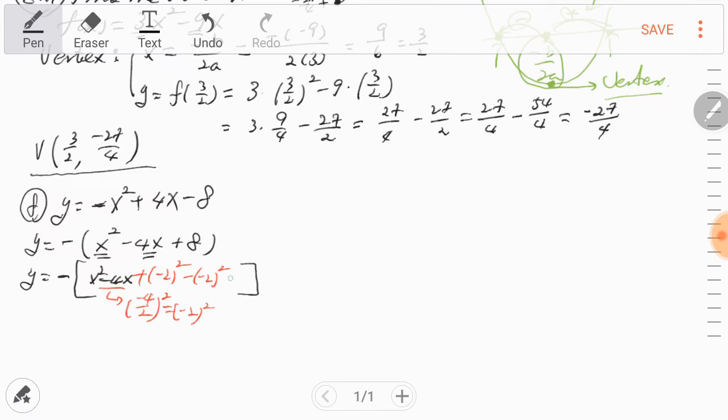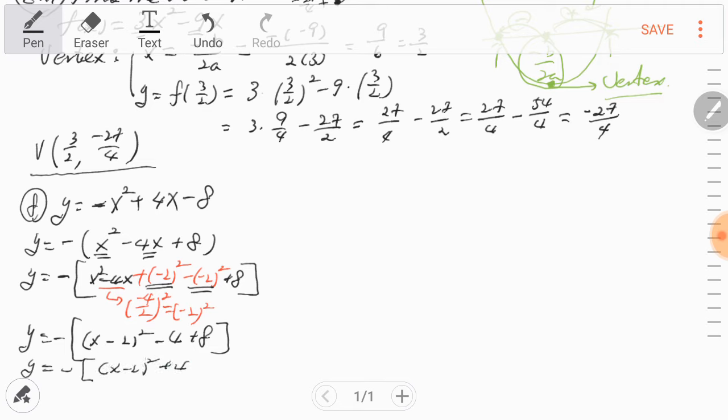Can you see it? We added this number, so we have to subtract the same number, so it doesn't affect the original expression. So y is equal to negative, put the bracket, and the first three terms become x minus 2 squared, and then minus 4, that is, minus negative 2 squared is 4, plus 8. Then y is equal to negative bracket x minus 2 squared plus 4.